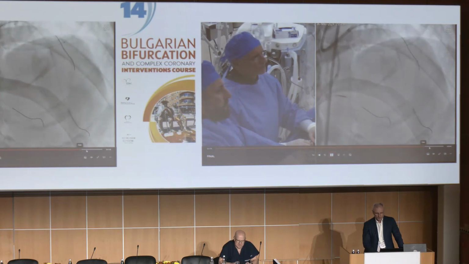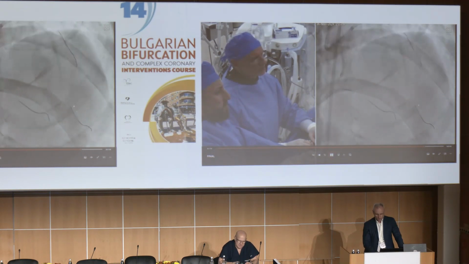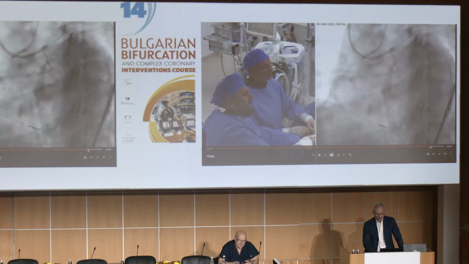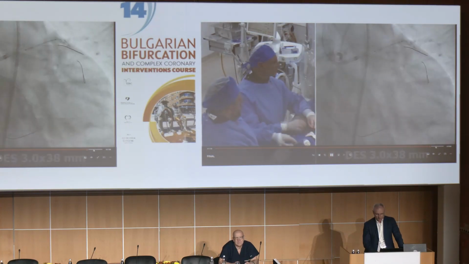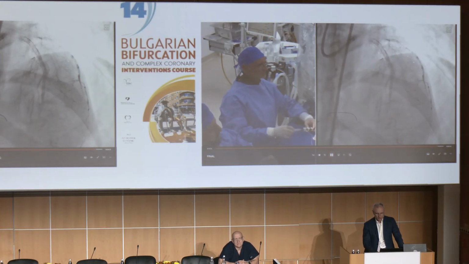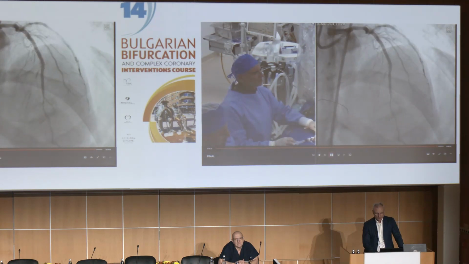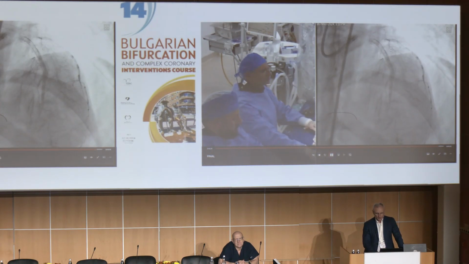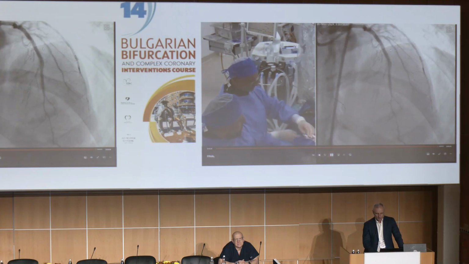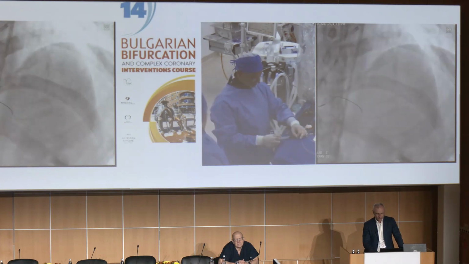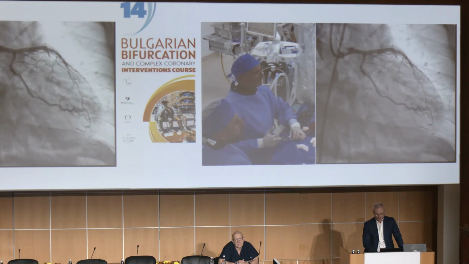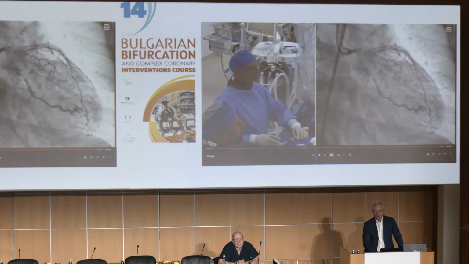This is the result after the predilatation. The branch was also predilated. And not to make the long story short, 2 stents were implanted. And this is the final outcome with a crossover over the diagonal branch, which is sizable, that actually didn't require any further intervention. And these are the final pictures.